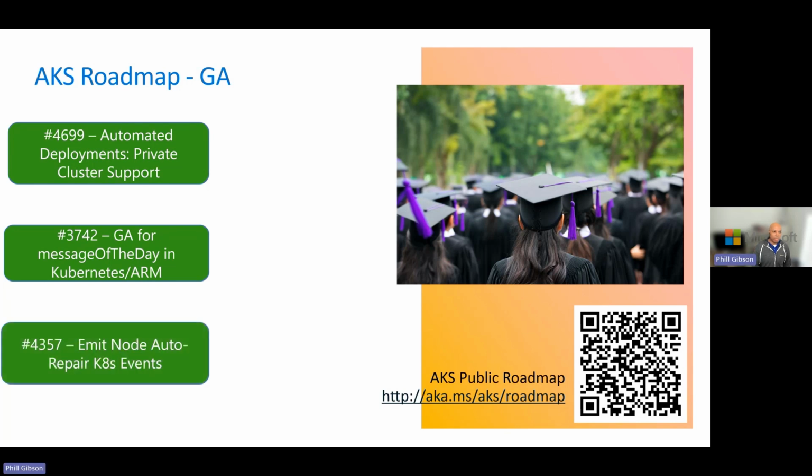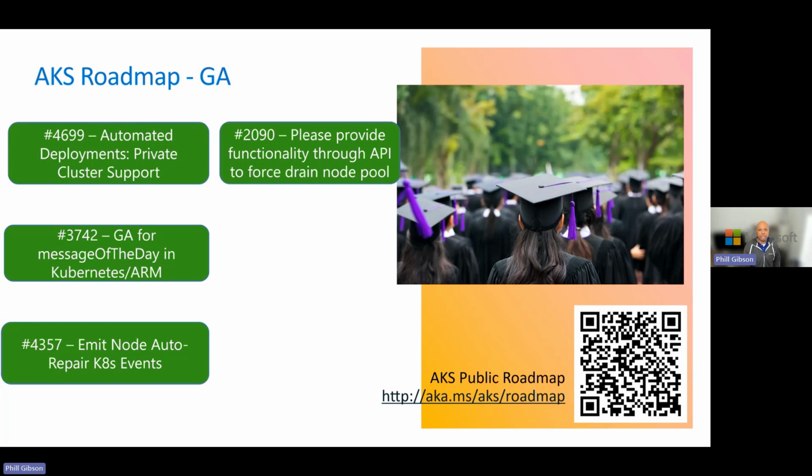Next, we have emit node auto repair events. This will allow you to see the events during the auto repair phase, which increases your observability into what's happening, and then you can trigger off of those events and build workflows in your environment.